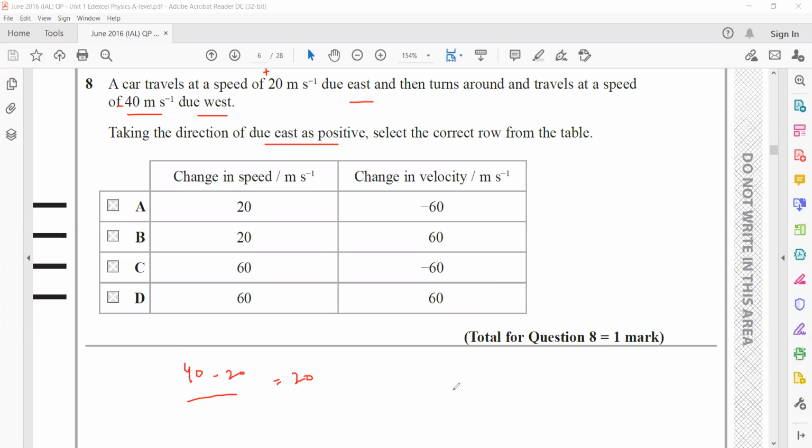What about change in velocity? Final minus initial. Final is minus 40, initial is plus 20, so when we solve it, it comes out as minus 60. So change in velocity is minus 60, but change in speed is only 20. That's why A is the right answer.